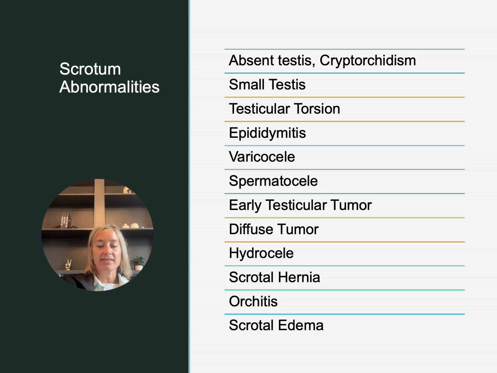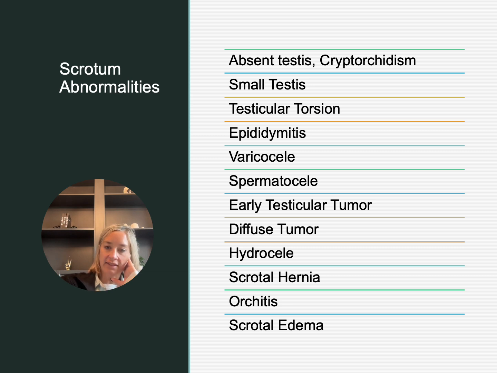A hydrocele is a collection of fluid around a testicle, leading to swelling. Hydroceles are usually benign, but they might require drainage if they're symptomatic. A scrotal hernia occurs when part of the intestine pushes into the scrotum through the inguinal canal. It can be identified by a bulge in the scrotal area, especially when straining.